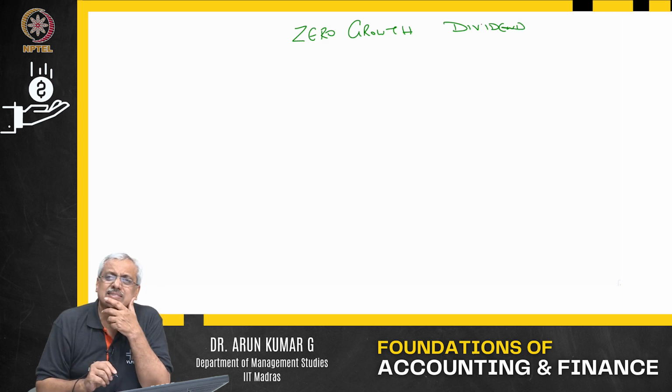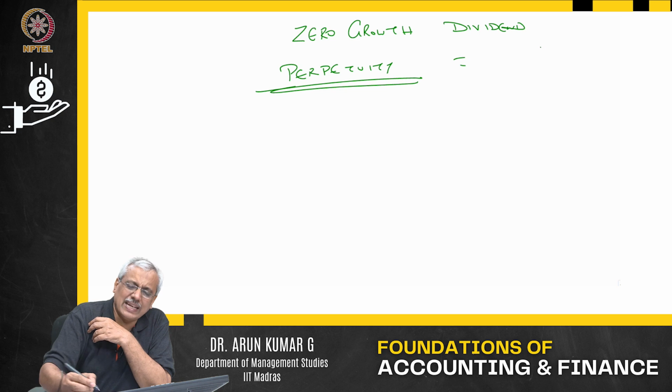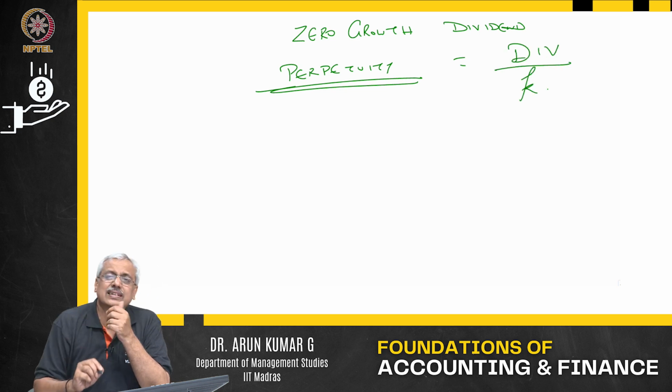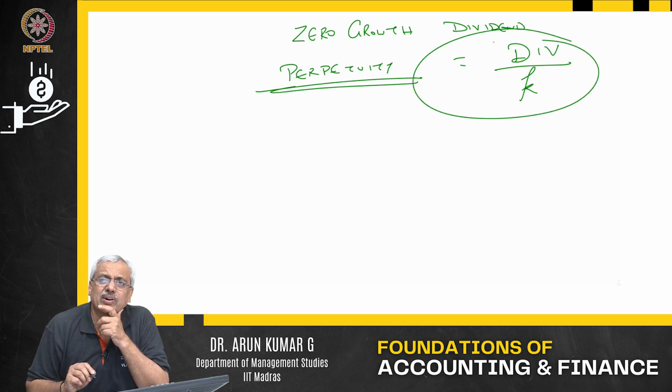It is going to be very constant. What is the way you are looking at measuring it? You will see that it is perpetuity. Yesterday we learned perpetuity. What is perpetuity? That is the constant dividend divided by the discounting rate. That will give me the value of that stock when we talk about a zero growth stock.